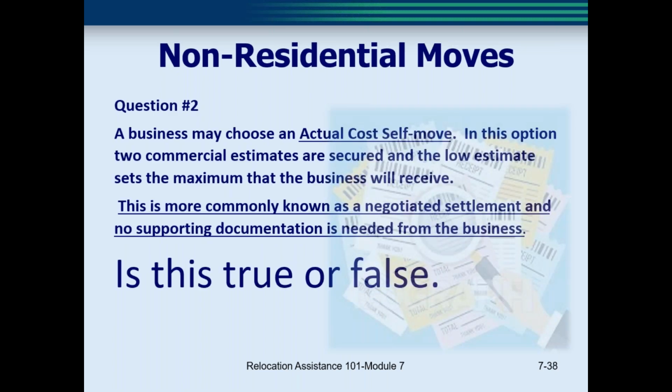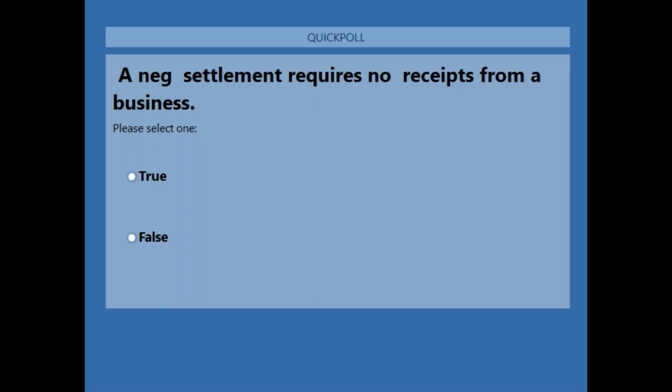Okay, the next question. A business may choose an actual cost self-move. In this option, two commercial estimates are secured, and the low estimate sets the maximum that the business will receive. Now, this is more commonly known as a negotiated settlement, and no documentation is needed for the business. Is this true or false?